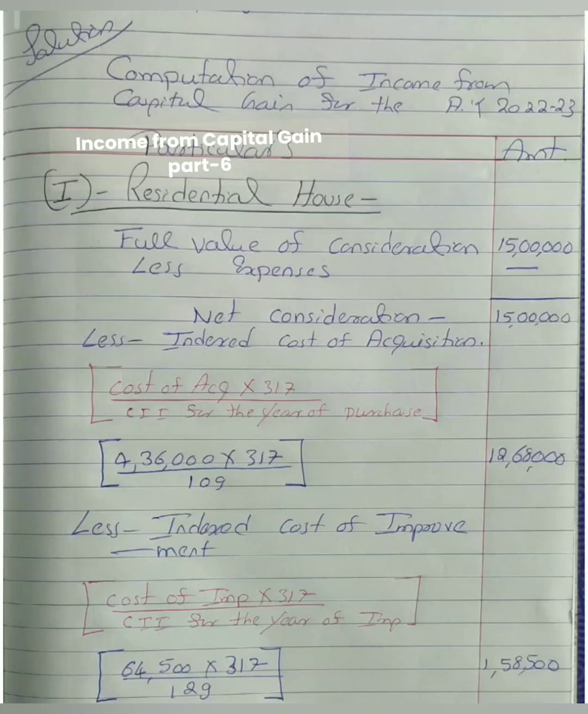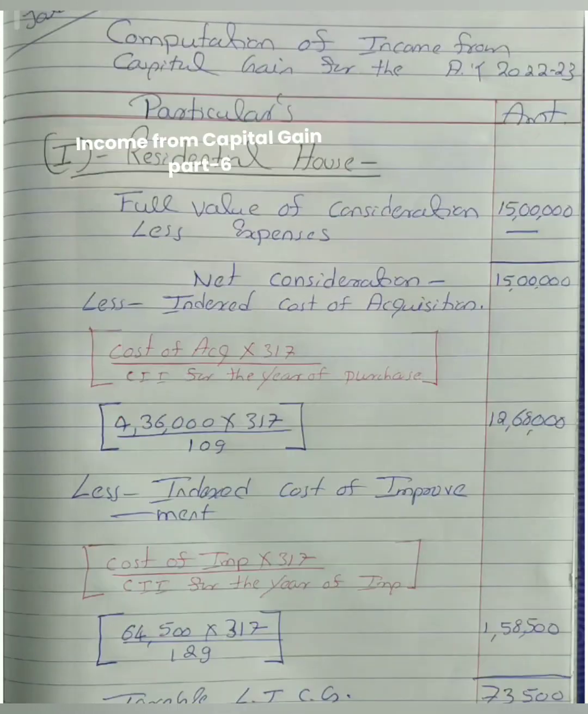Take first the residential house. Full value of consideration, that means the sales value, is 15 lakh. Here there are no expenses, so the net consideration itself is 15 lakh. Less: indexed cost of acquisition, because this residential house is a long-term capital asset, we have to index it.